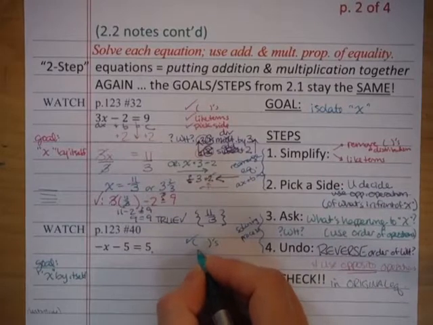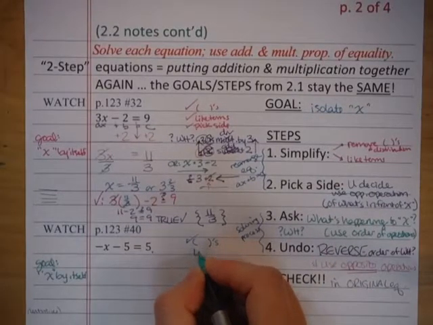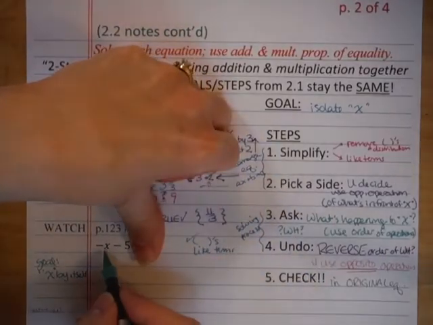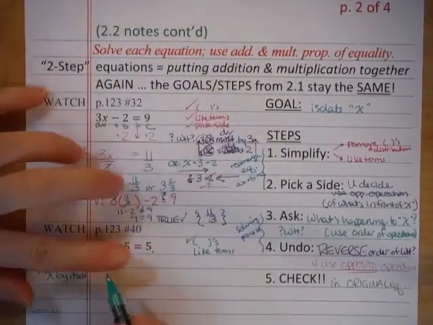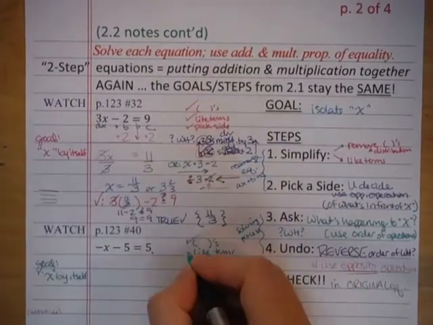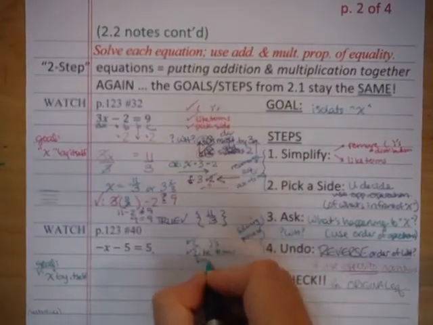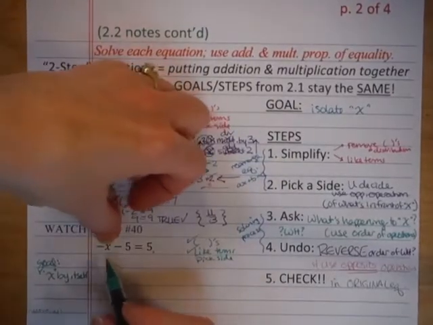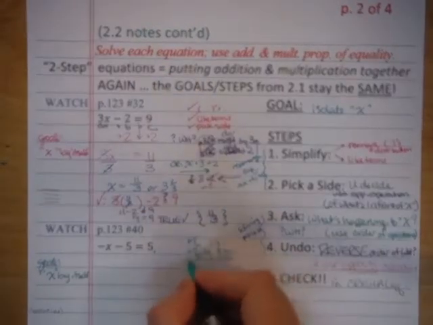Is there any simplifying I need to do in terms of like terms? On the left side, it's negative x minus 5. These are not like terms, so I can't combine them. 5 is by itself, so we don't need to do that. Next, I make sure that x has picked a side and one side only. It is only on the left side, so we're good to go.